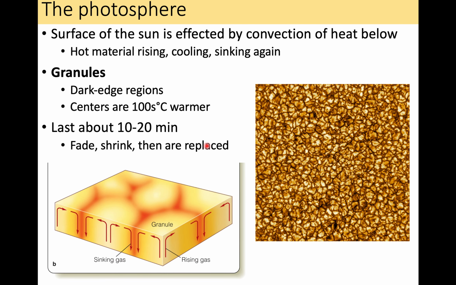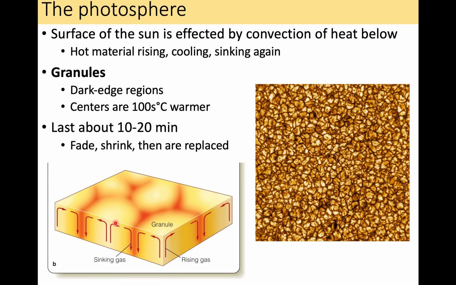So what that causes is what we call granules. So this is the most detailed photo of the surface of the sun that exists. It was published about a year ago. And this is what the surface of the sun looks like due to this convection effect. So it's sort of darker edged regions with brighter areas in the center.